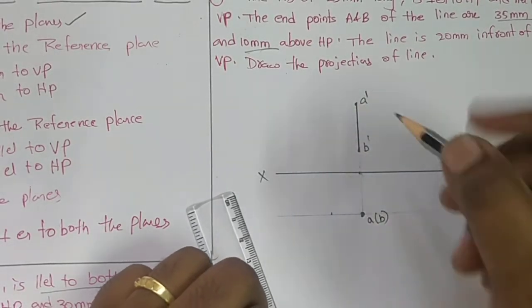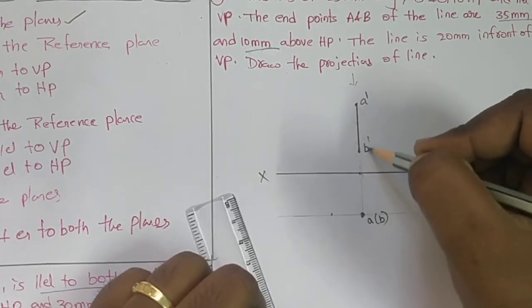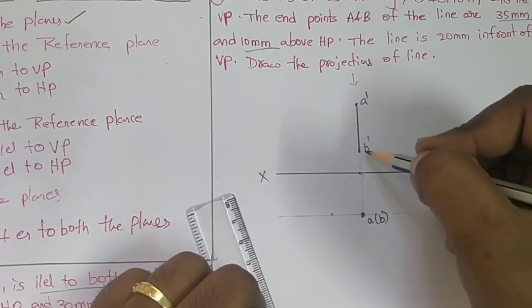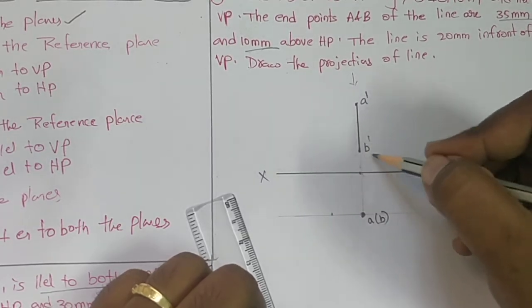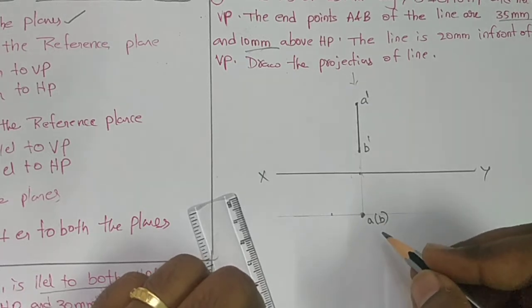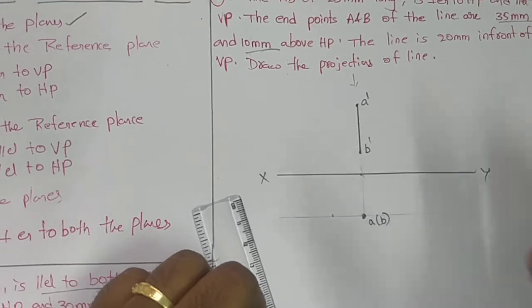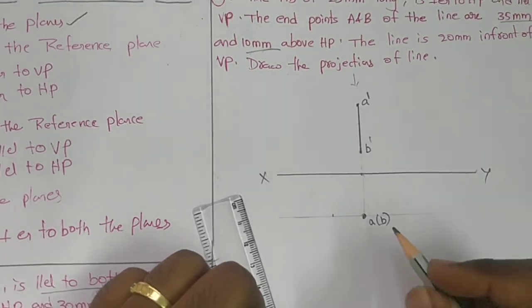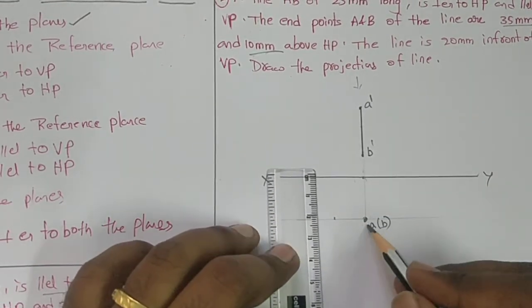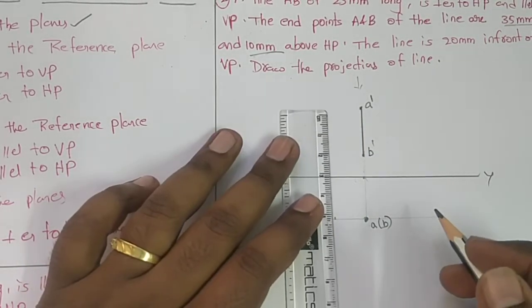Because if you view from this side, first we will notice the point A. The point B is exactly below the point A, so it is invisible to the observer. So I represent this point in brackets; brackets mean an invisible point. It is the top view and this one is the front view. Like this we need to draw the projections.